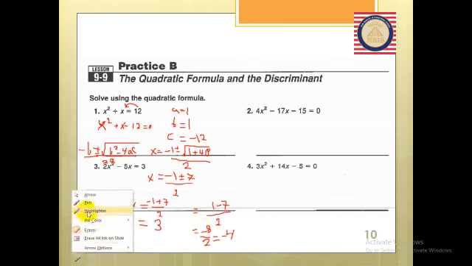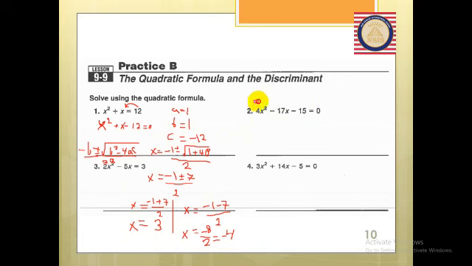Okay, let's just make it nicer. So this is x. So I have here x equals 3 and x equals negative 4. These are my two solutions.